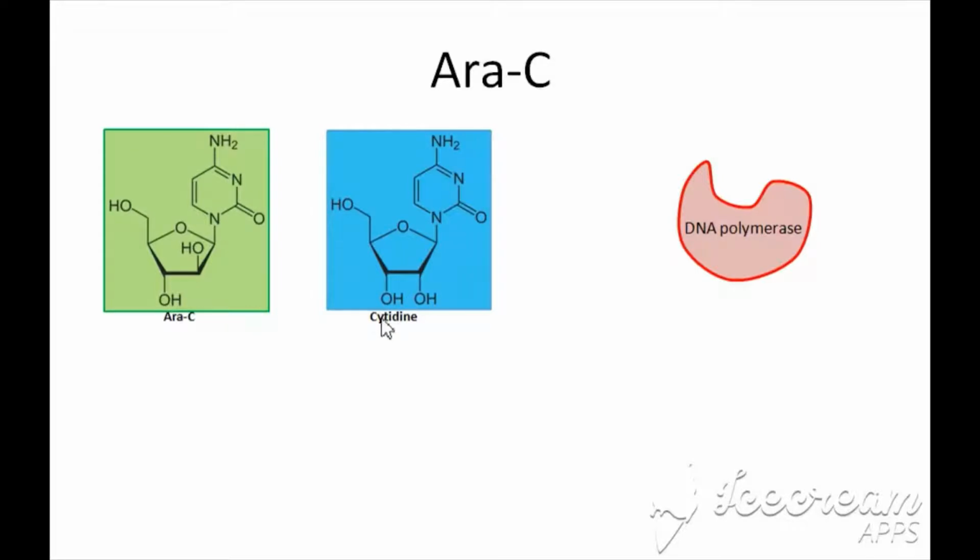So this drug's mechanism of action is that it works as a pyrimidine analog. When this drug enters the cell, it's going to bind to DNA polymerase and inhibit it. And of course, it's going to prevent DNA synthesis inside the cell, and that's going to lead to cell death.